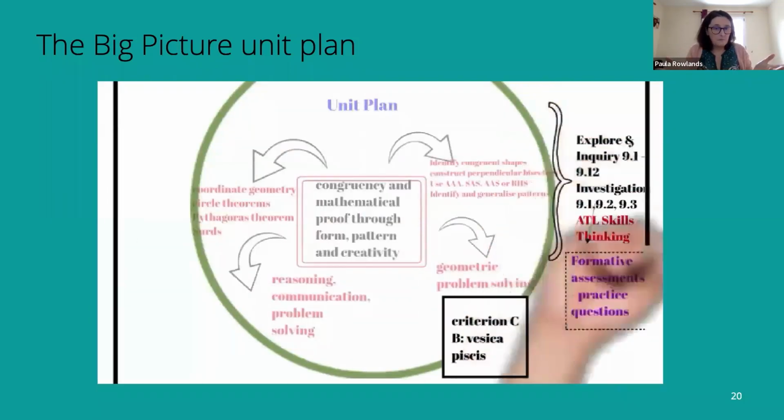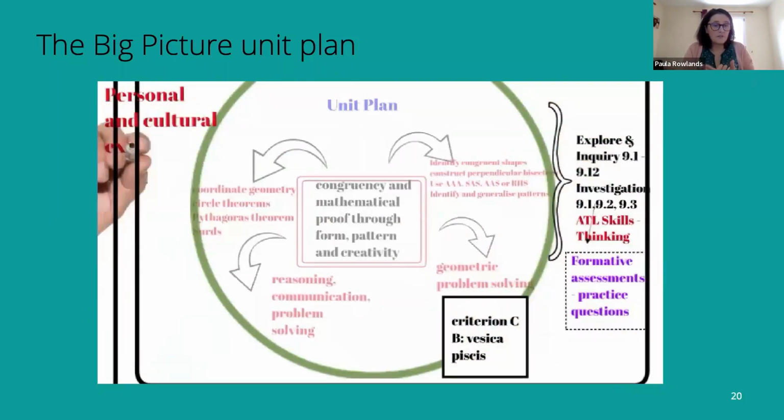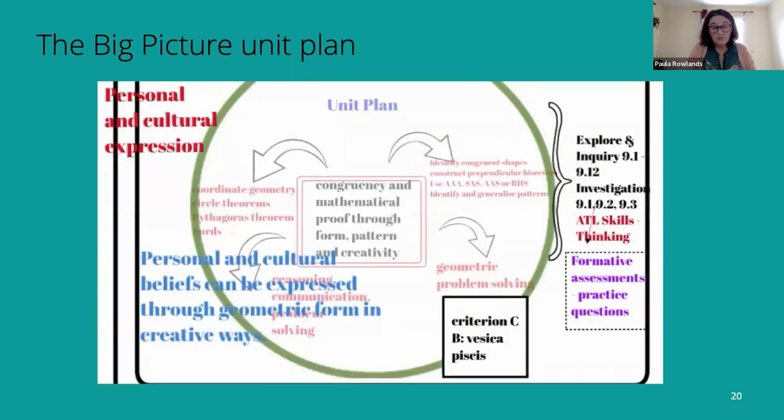And then I thought my global context, it's all about expression, personal cultural expression. So those lesson experiences were written in the global context that was personal and cultural expression. And I brought that all together. And so my statement of inquiry, you can see I've got my global context in there. I've got my key concept and I have got my related concept. So personal and cultural beliefs, that's my global context, expressed through geometric form, there's my key concept, in a creative way, there's my related concept. Okay, so that was the big picture for my lesson planning, for my unit planning.